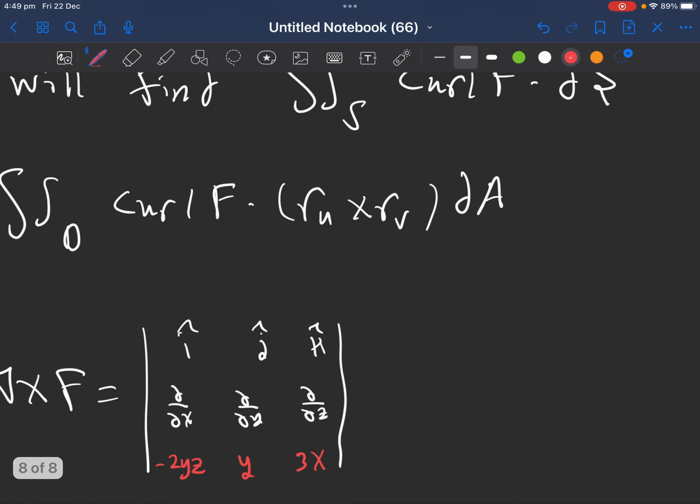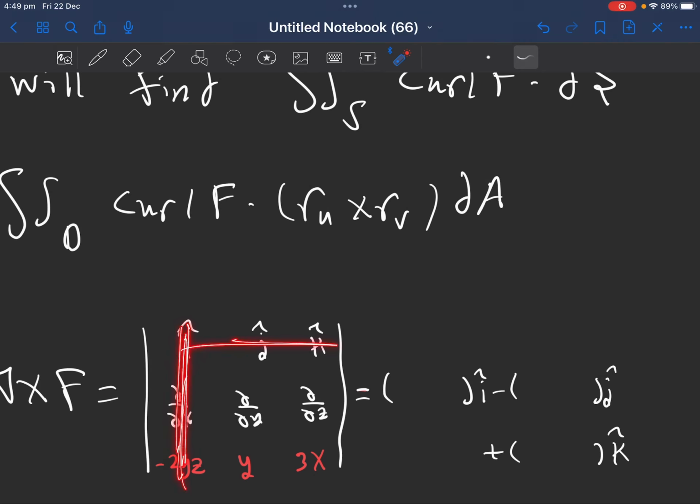Now, if we find this one, of course, first we have to cancel the row and the column of i. If we do it in the usual way, this is something in i minus something in j plus something in k. Now for the i, if we cancel the row and the column of i, what is left is derivative of y for 3x is 0, derivative of z for the y is 0, so the first part is 0. For the second part, derivative of 3x with respect to x is 3, derivative of negative 2yz with respect to z is negative 2y. So what we will get is 3 plus 2y.